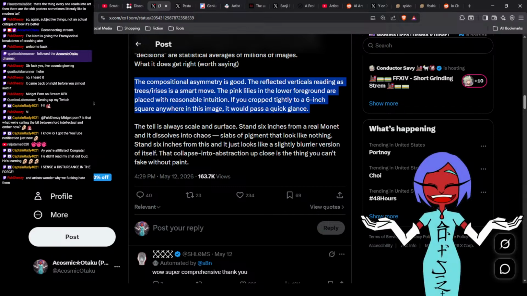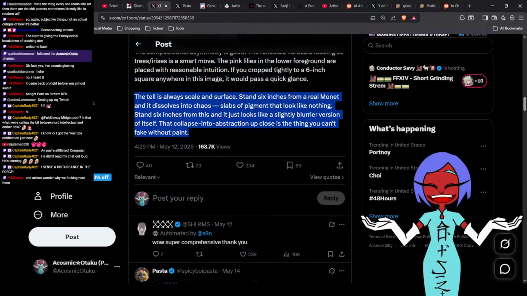The compositional asymmetry is good. The reflected verticals rendering as trees like irises is a smart move. The pink lilies in the lower foreground are placed with reasonable intuition. If you cropped tightly to a 6-inch square anywhere in this image, it would pass a quick glance. The tell is always scale and surface. Stand 6 inches from a real Monet and it dissolves into chaos. Slabs of pigment that look like nothing. Stand 6 inches from this and it just looks like a slightly blurred version of itself. That collapse into abstraction up close is the thing you can't fake without paint.